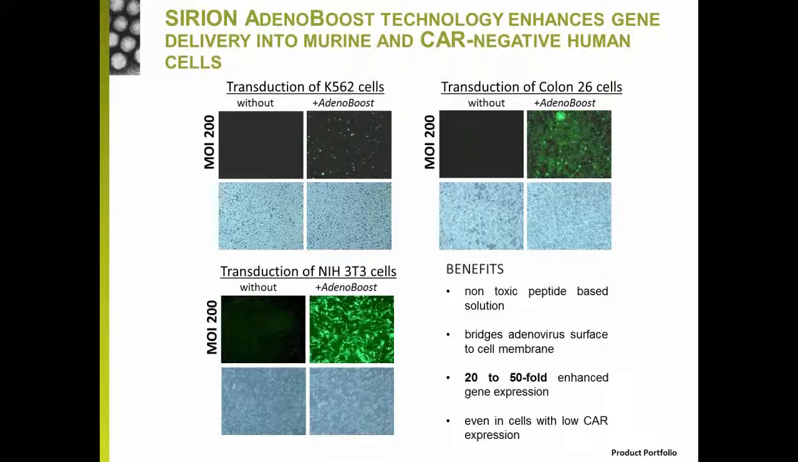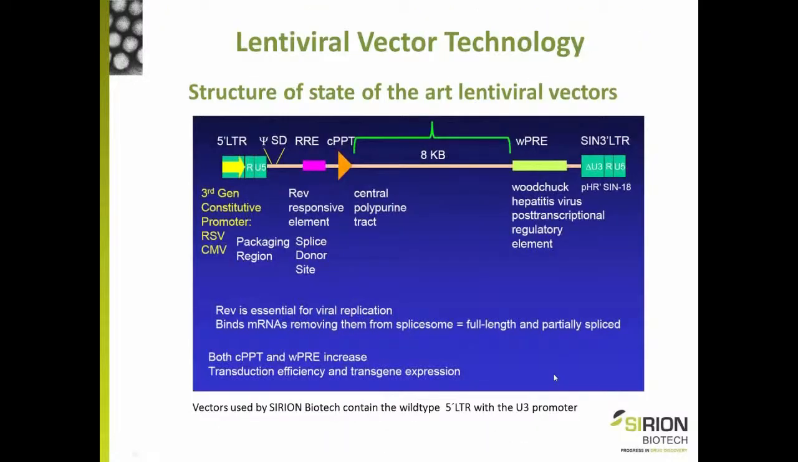This is because in NIH3T3 cells the primary attachment receptor is not working well, and therefore you need a bridge which binds to the vector on the one side and to the cell surface on the other to reestablish this expression, and we get in general 20 to 50-fold enhanced gene expression when applying this reagent.